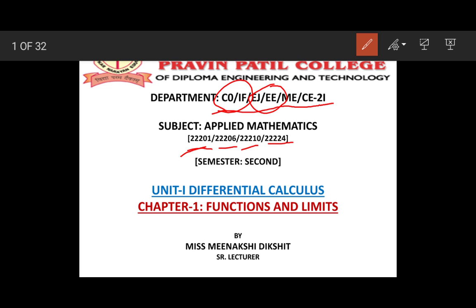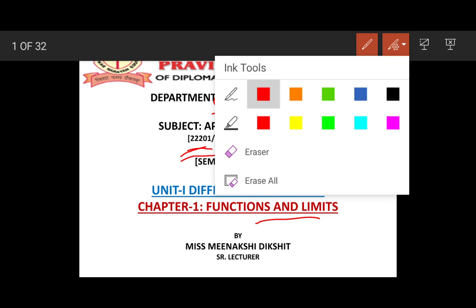Okay. So, in all the branches, the first 4 units are exactly the same. And so, first we cover these 4 units. So, let's start with unit 1. Unit 1 is differential calculus. In differential calculus, the first chapter is functions and limits. Okay, function and concept of limit. So, let's start with function.